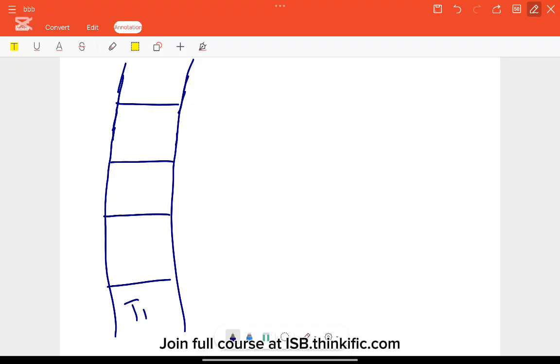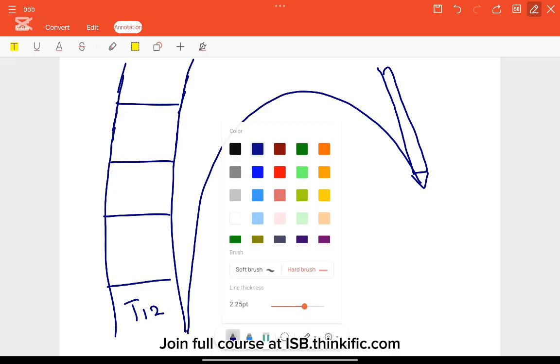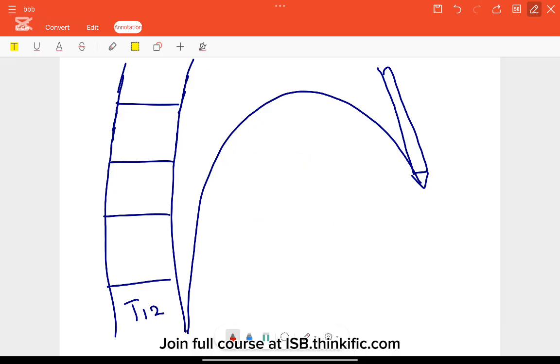Suppose that's T12, okay? And then we've got the diaphragm. Of course, here will be the sternum and xiphisternum. And that's like the dome of the diaphragm, right? Extending from the xiphisternum to T12. Okay. Liver is situated in such a way that it's like that.